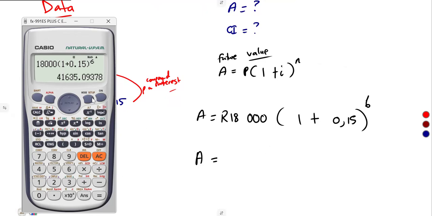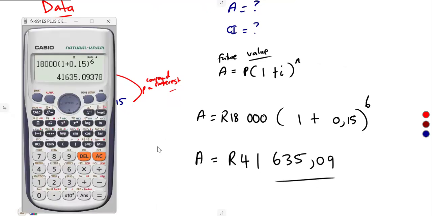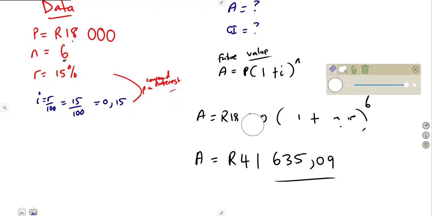So that is what you're going to have. Then you can round off to 2 decimal places, which is going to be comma 09. All right, so that's going to be 41,635.09 rand. So this is what you have, like you had before from your grade 8. You know that you round off to 2 decimal places. So this is it. It is the same answer that you were going to have.